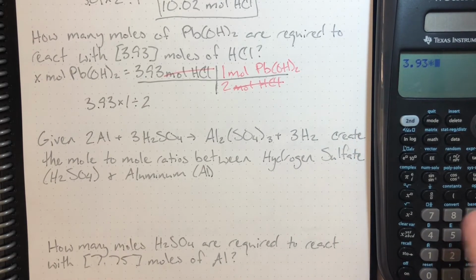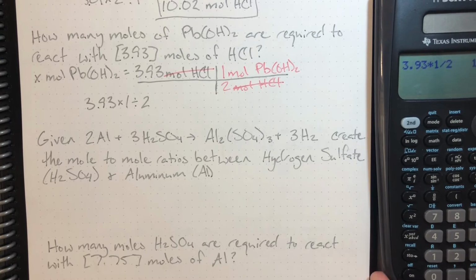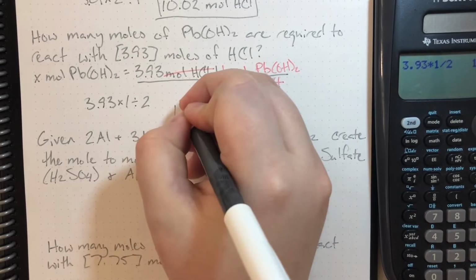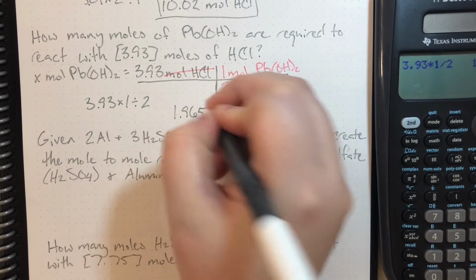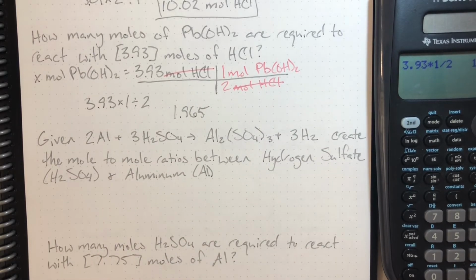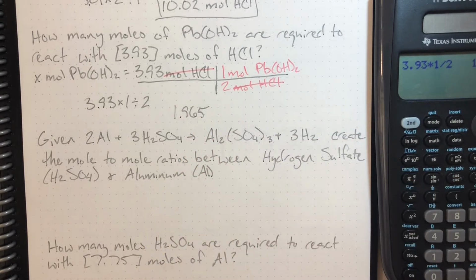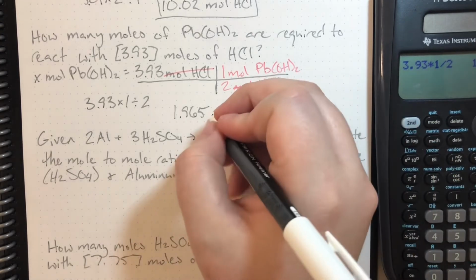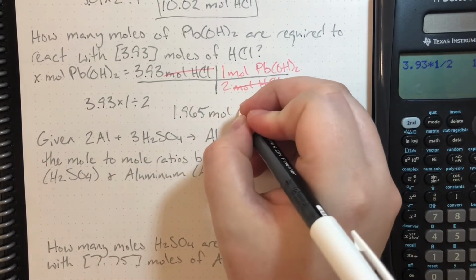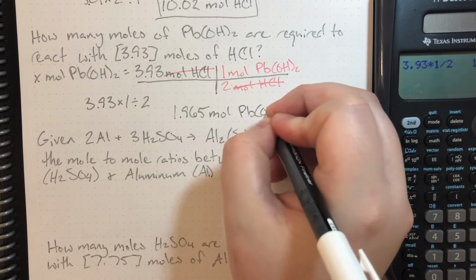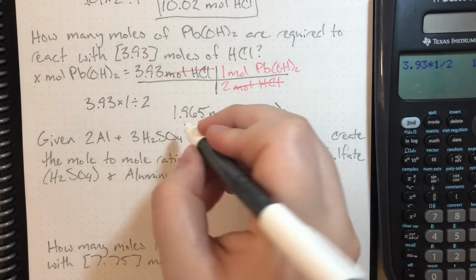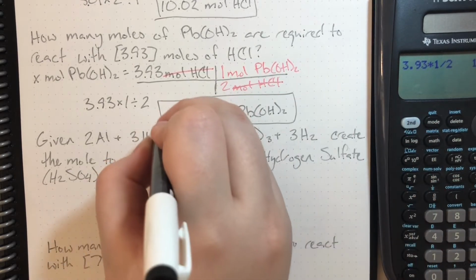3.93 times 1 divided by 2 will give me the number 1.965. Rounding to 3 decimal places, it already has 3 decimal places, which means that I'm going to go ahead and just plug in the unit that was left over, moles of lead(II) hydroxide, before boxing my final answer.